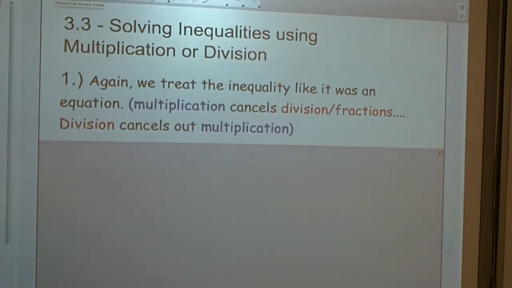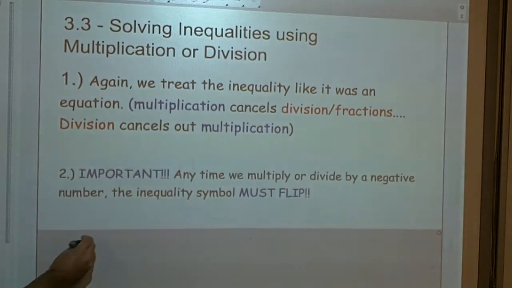easily to you. Just to review, multiplication cancels out any division or fractions, and then division cancels out multiplication just like it does in an equation. So we're going to basically rewrite the inequality, or you don't necessarily need to rewrite it, but just treat it like it was an equation and solve it accordingly.